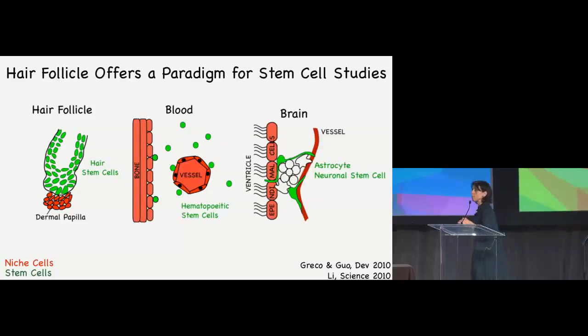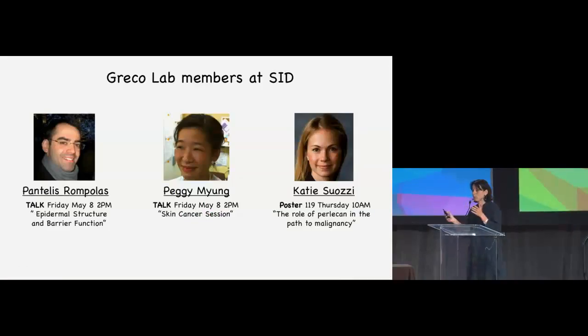And we think that these principles are conserved in other tissues, not only because we have seen publications that have confirmed our information also in other tissues, but also because the same components as well as the same signaling are conserved in other tissues such as the blood, which is high turnover, as well as low turnover such as the brain. And I wanted to highlight for you Padelis, Peggy, and Katie.